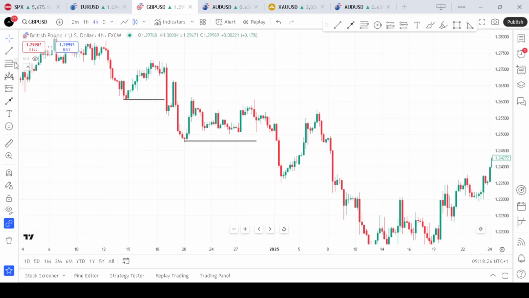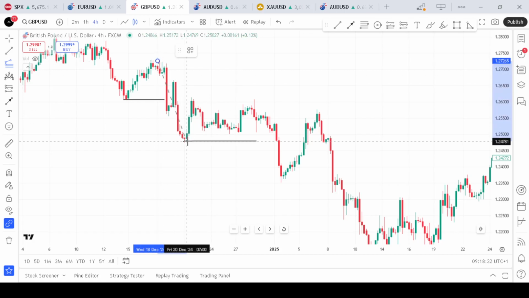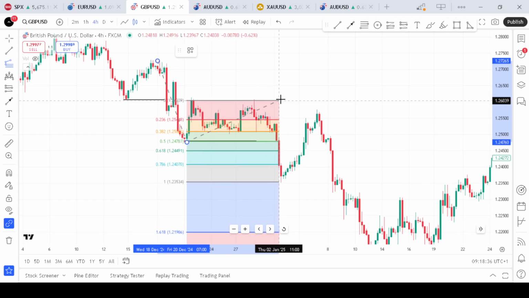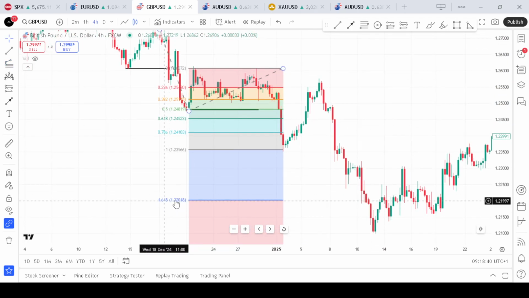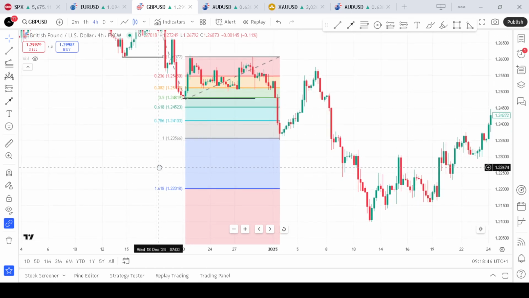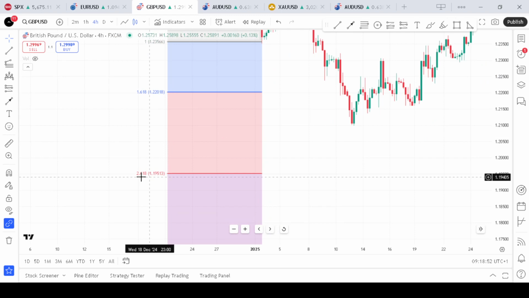Let me first put the Fibonacci extension so that we would understand basically what it means. The most typical levels we can use are the 1.618 level. Not only that, we can make use of the 2.00 level. This is 2.00 or 2.618 level.